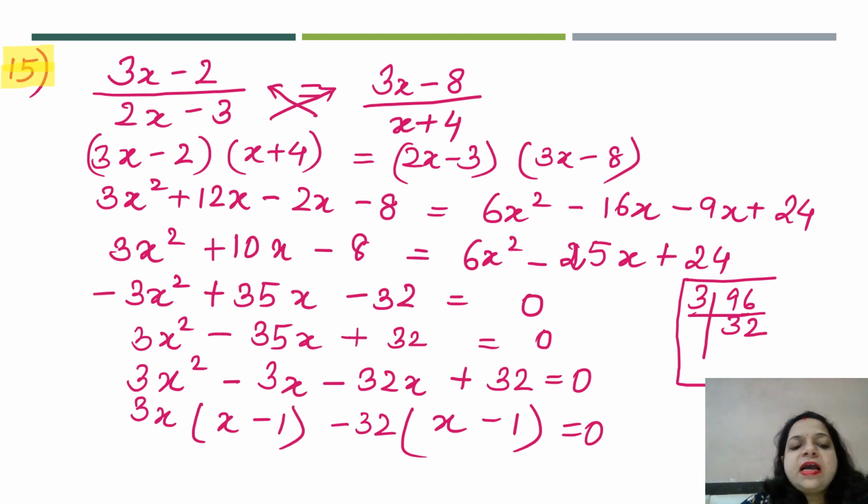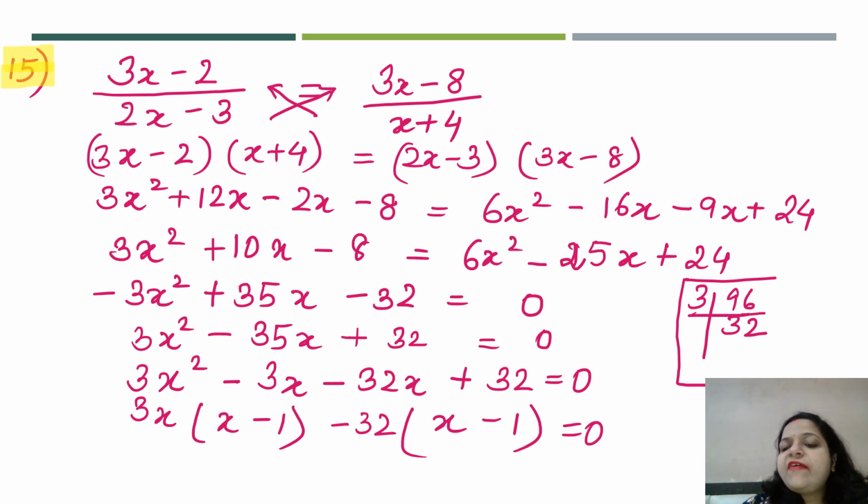Again I am telling you, 3x square minus 6x square will give you minus 3x square, plus 10x plus 25x will give you plus 35x, minus 8 minus 24 will give you minus 32. That is equal to 0.